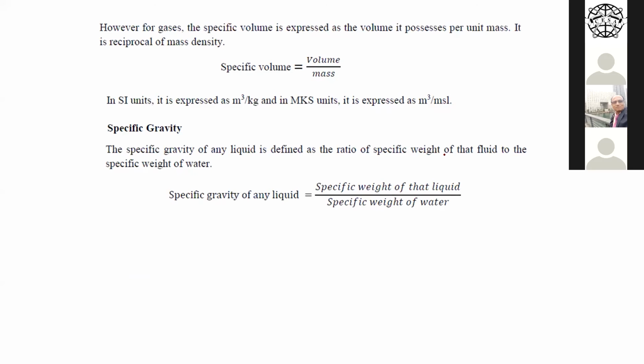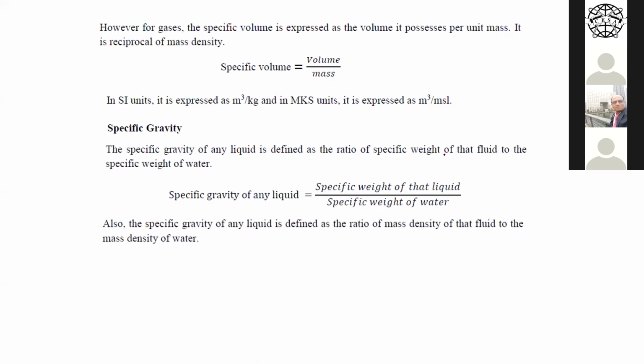Therefore, you can say that specific gravity of any liquid is specific weight of that liquid divided by specific weight of water. This is one way of calculating, or you can also take mass density. Specific gravity of any liquid is also, because specific weight is rho into g and g cancels out, mass density of that particular liquid divided by mass density of water. Like this you can always calculate the specific gravity.